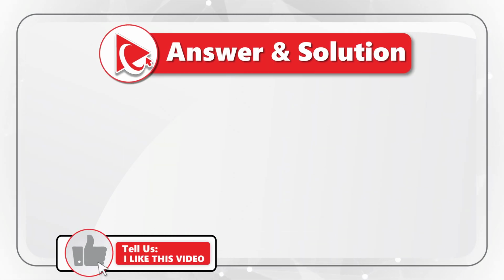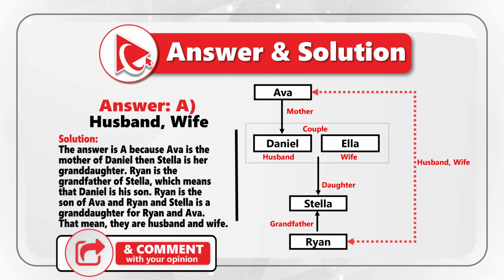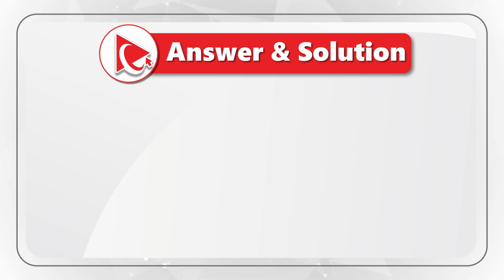Let's look at the answer in more details. The answer is A, because Ava is the mother of Daniel, and Stella is her granddaughter. Because Stella is also a granddaughter to Ryan, this means that Ava and Ryan are husband and wife. Hopefully you've nailed this question and now know how to answer similar problems on the test.